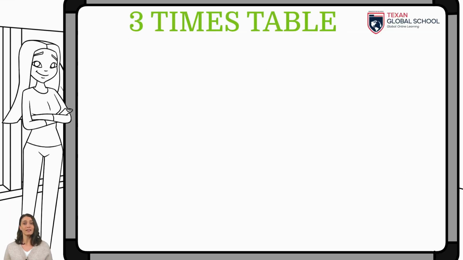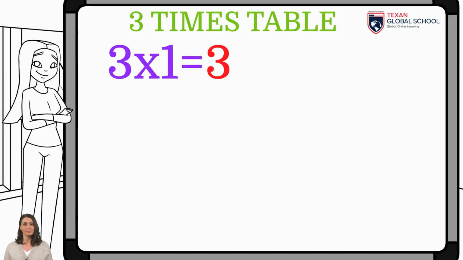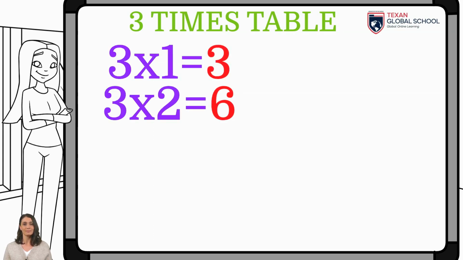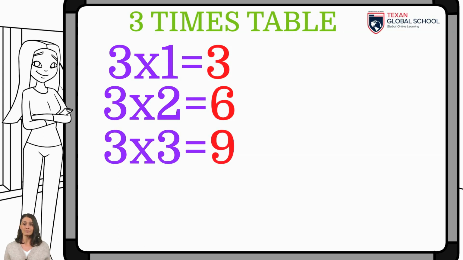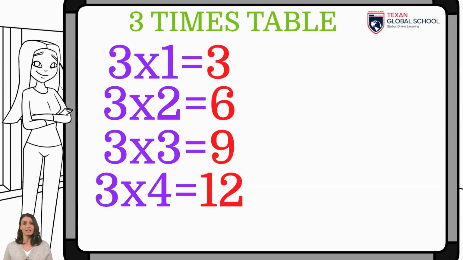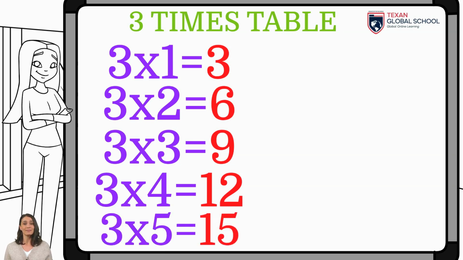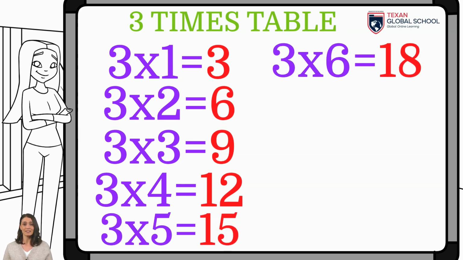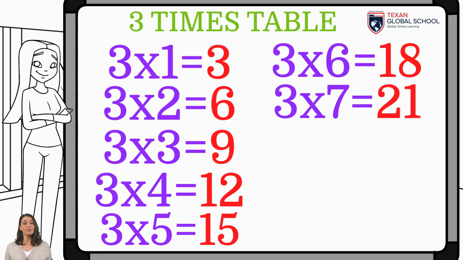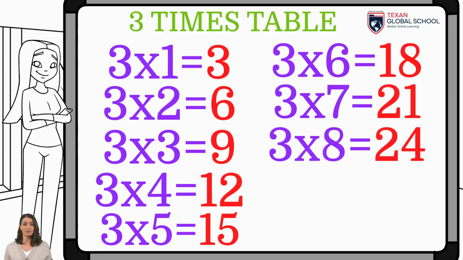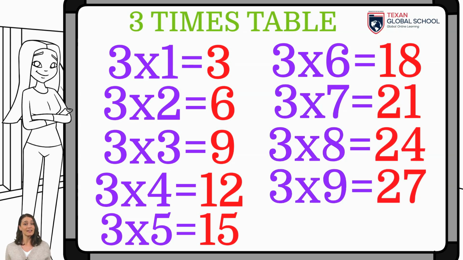In summary, any number multiplied by 3 results in the same value tripled. 3 times 1 is 3. 3 times 2 is 6. 3 times 3 is 9. 3 times 4 is 12. 3 times 5 is 15. 3 times 6 is 18. 3 times 7 is 21. 3 times 8 is 24. 3 times 9 is 27. 3 times 10 is 30.